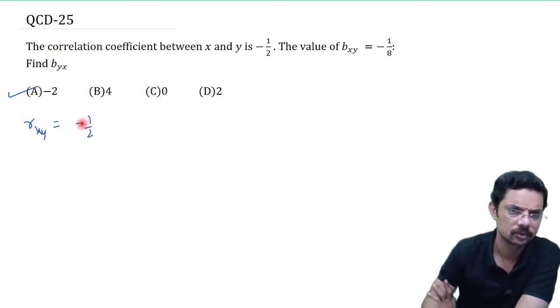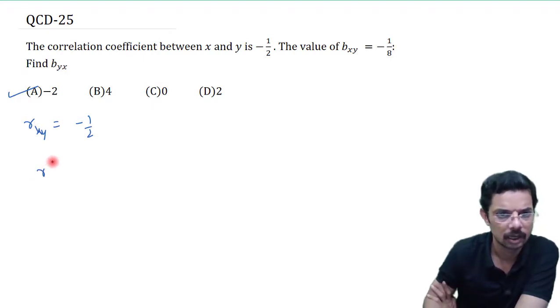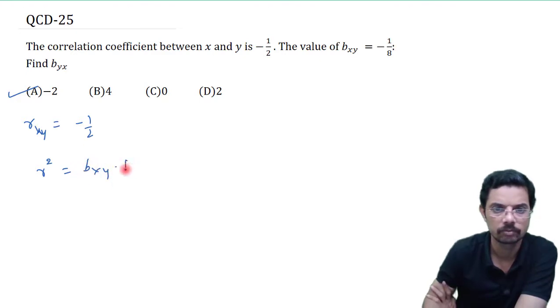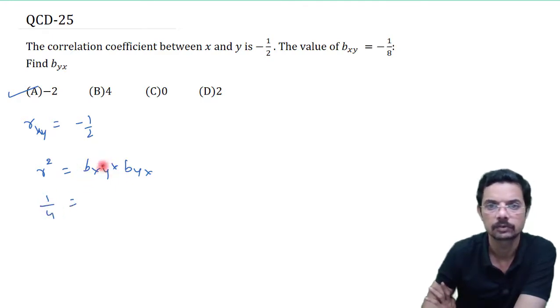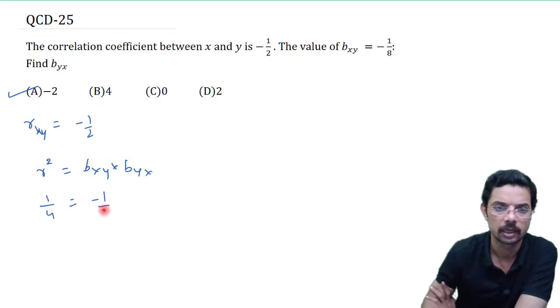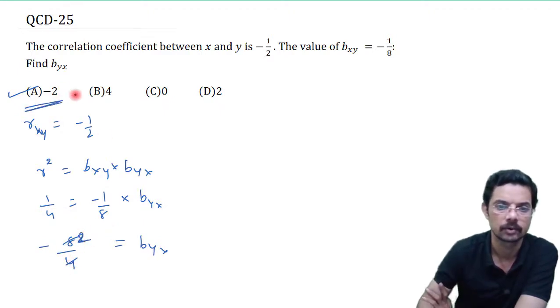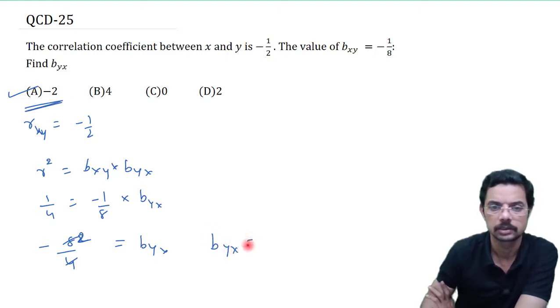So let us use the relation r square is equal to bxy into byx. Let us put the value. r square is equal to 1 by 4, equal to bxy, which is minus 1 by 8, into byx, which is to be found. So byx is equal to minus 8 by 4. 4 2s are 8. So minus 2 is your correct answer again. So byx is equal to minus 2.